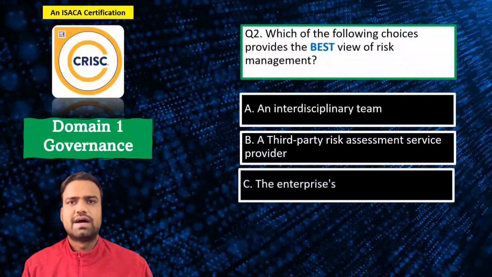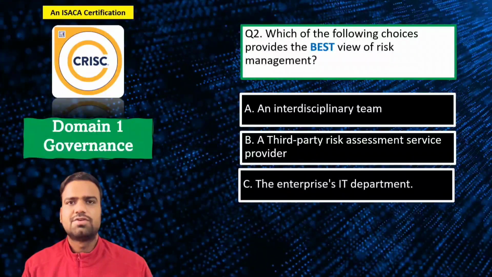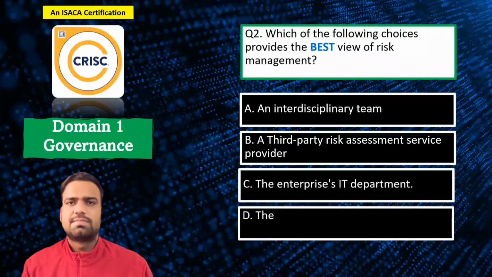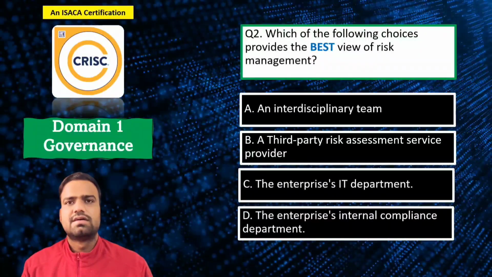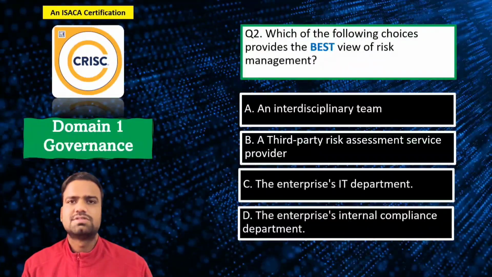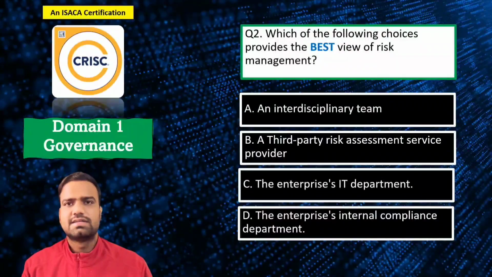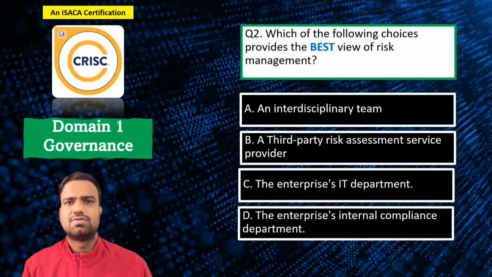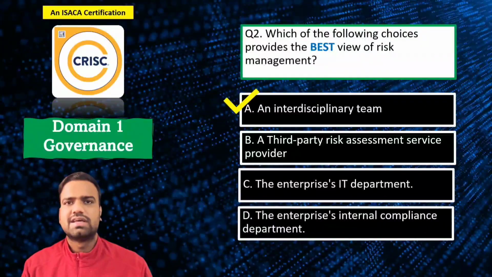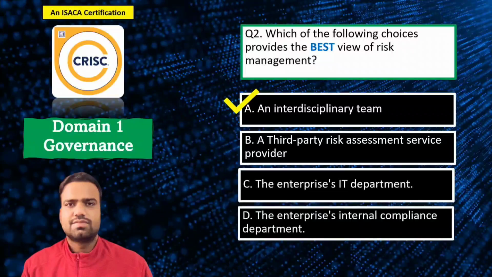The enterprise IT department. A risk assessment performed by enterprise IT department will not reflect the overall view of the enterprise, right? The enterprise internal compliance department. Internal compliance department ensures the implementation of risk responses. It generally does not take an active part in implementing risk responses for items that do not have regulatory implications, right? So the right answer is A, having an interdisciplinary team provides the best view of risk management.